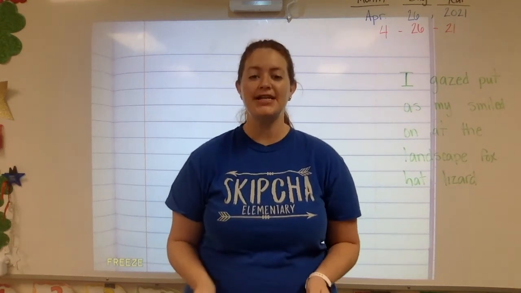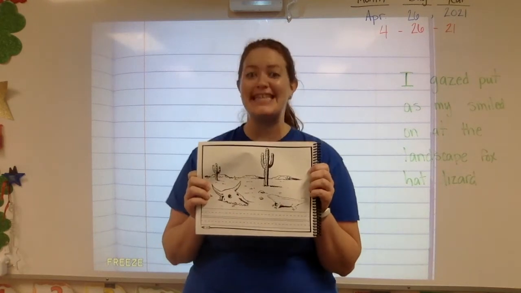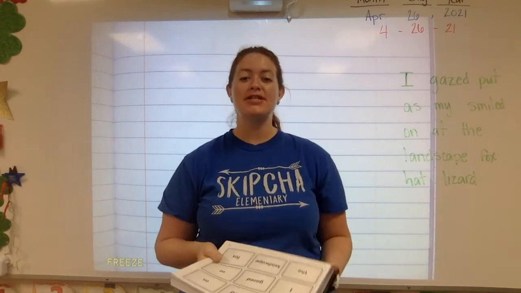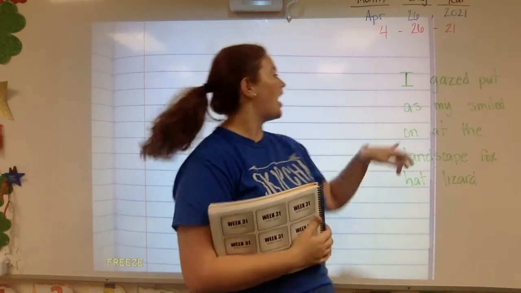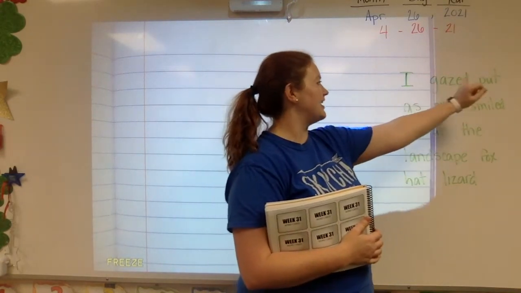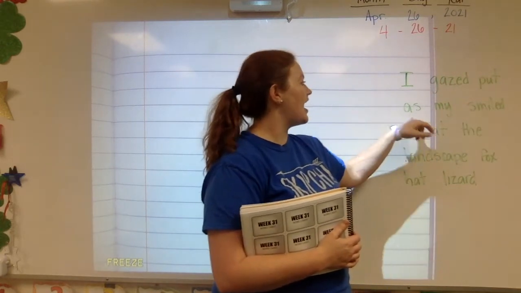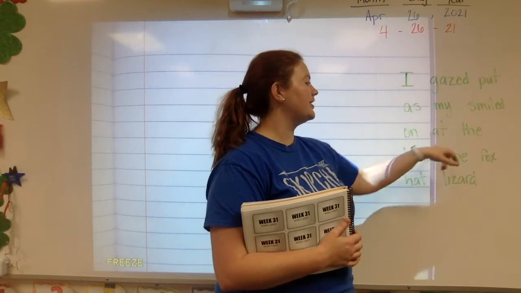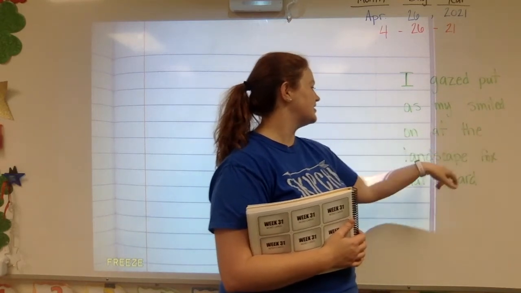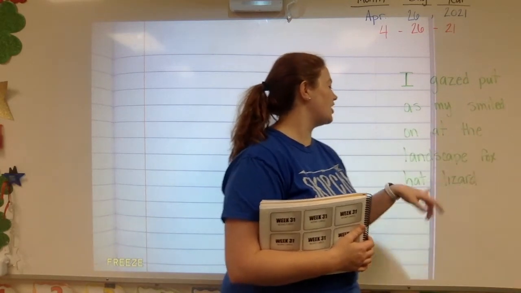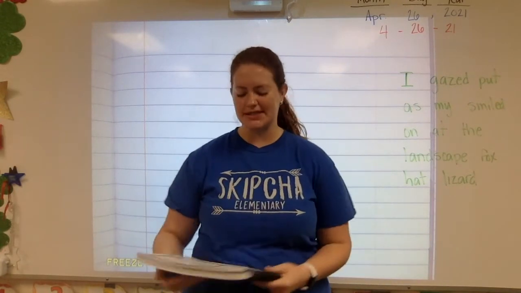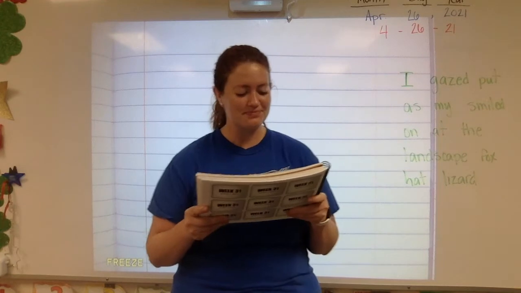This week, our story is called Desert Gazing. Ooh, that's going to be interesting. Let's go ahead and take a look at some of the words that we are going to be using. I have I, gazed, put, as, my, smiled, on, at, the, landscape, fox, hat, lizard. Ooh, that's an interesting bunch of words. Let's go ahead and get started.